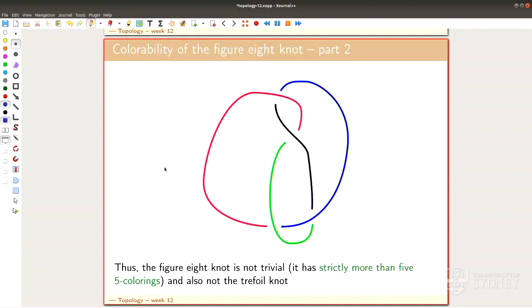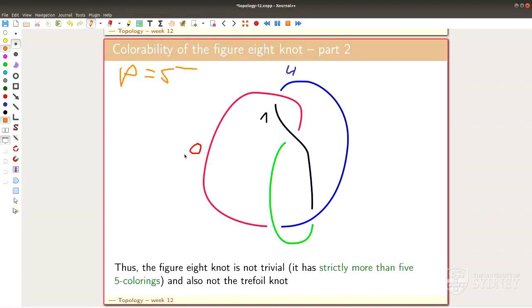So let me just try. This is very dangerous because I haven't prepared, but let me just try to get a 5 coloring for you. Let's say we label the red strand 0, and let's say we label the black strand 1. So around this crossing, we need the equation that 0 is congruent to 1 plus blue. So blue is determined to be 4, because p is 5. Remember, p is 5. So 1 plus 4 is congruent to 0, it's divisible by 5.